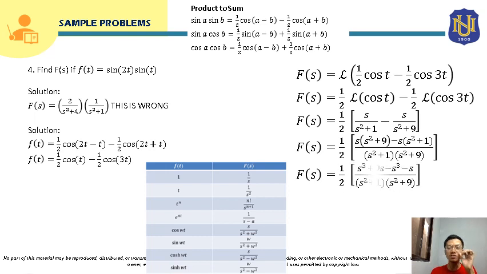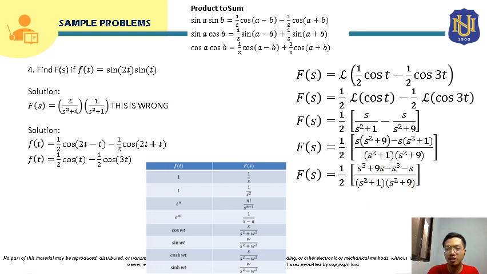Simplifying this further, this will be distributed. So this becomes s cubed plus 9s minus s cubed minus s over the same denominator. We can just leave the denominator as it is, so no need to distribute it further. This will do already.